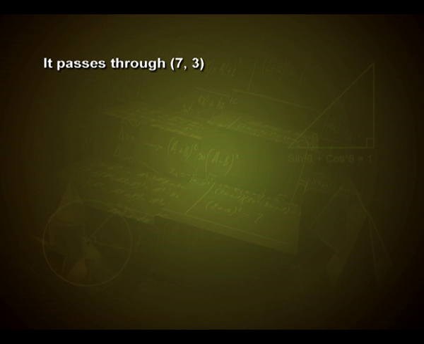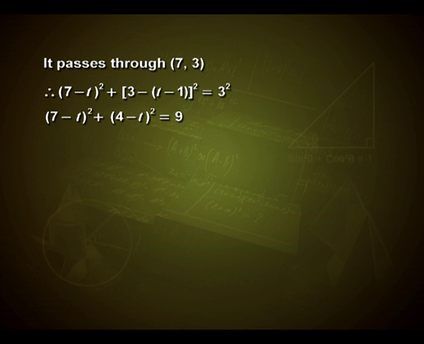It passes through the point 7 comma 3. Therefore, (7 minus t) whole square plus (3 minus (t minus 1)) whole square is equal to 3 square, which on simplification can be written as (7 minus t) whole square plus (4 minus t) whole square is equal to 9, which can be reduced to t square minus 11t plus 28 is equal to 0. This is a quadratic in t. It can be factorized as (t minus 4)(t minus 7) is equal to 0, which gives t is equal to 4, 7.